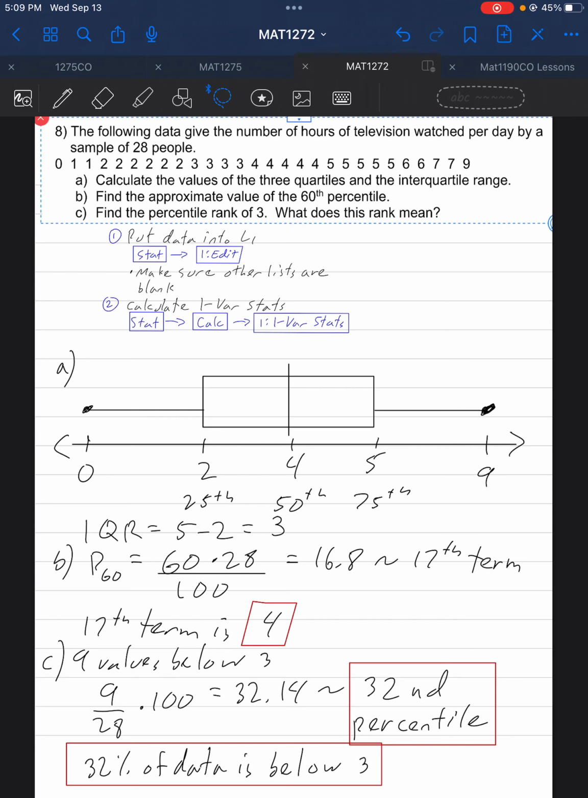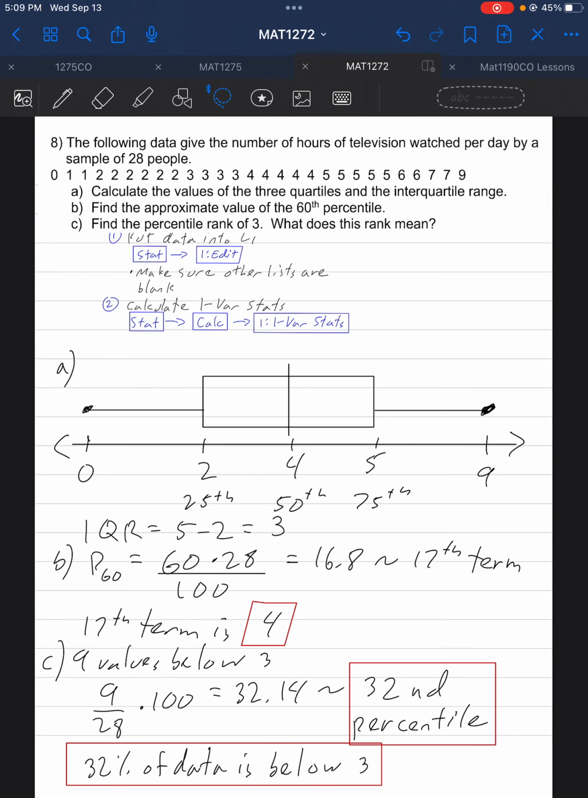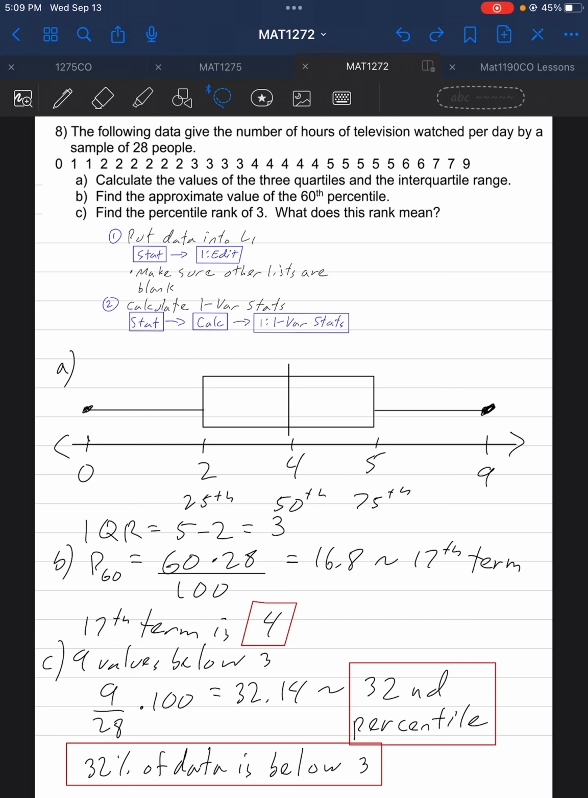Find the approximate value of the 60th percentile. So if we want to find the approximate value of the 60th percentile, that means in our formula, K is equal to 60. So that's going to be K, 60, times the number of elements, 28, divided by 100, which gets us a value of 16.8, or the 17th term, right?